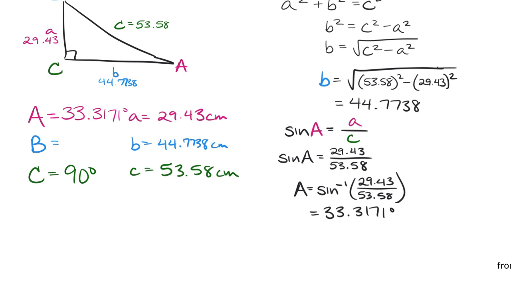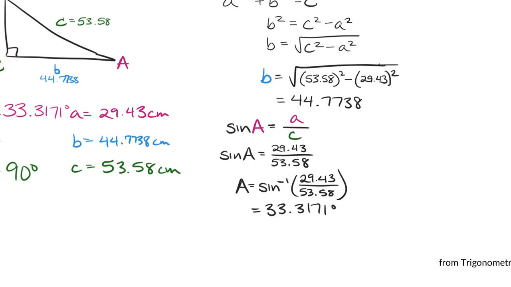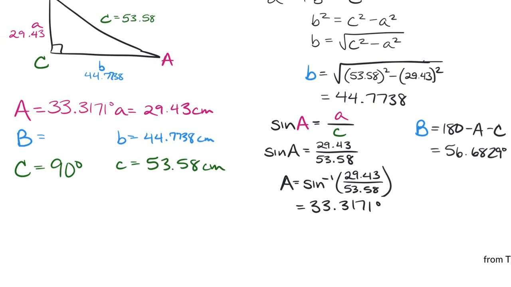You have 2 of the 3 angles of this right triangle. What should a triangle add up to? So how do you find that missing angle? Add everything, subtract from 180. Or if you're writing a formula for it, you would say angle B is equal to 180 minus A minus C, which you can do the math for. What does angle B end up becoming? Yes, 56.6829 degrees. And then voila, we have our entire setup of all 6 numbers that solve this triangle.